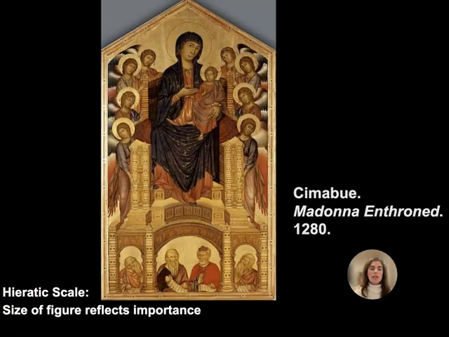All right, hieratic scale. So the size of figures reflects importance. Some people say hieratic scale or hierarchy of scale, just the idea that the biggest figures in a sculpture are the most important. And so it's communicating importance by their size. So here I'm showing you a work by the artist Cimabue. This is his Madonna Enthroned from 1280. This is again from Italy.